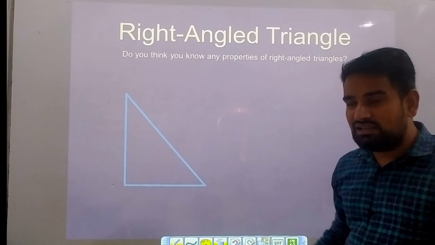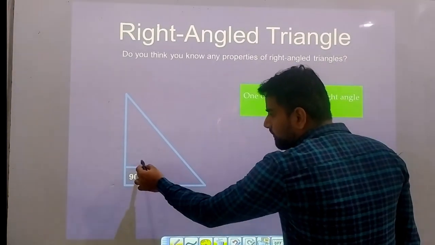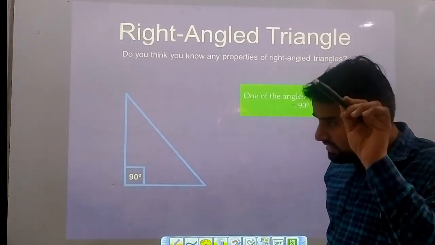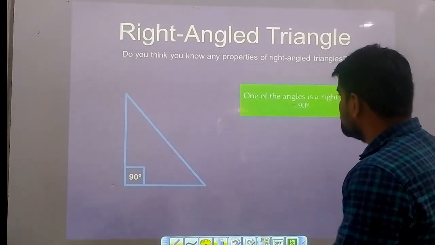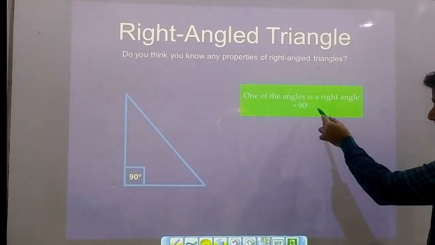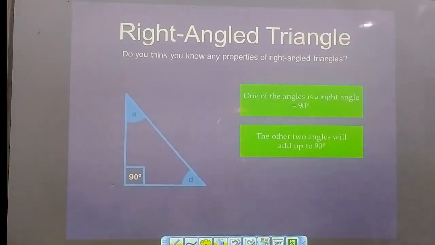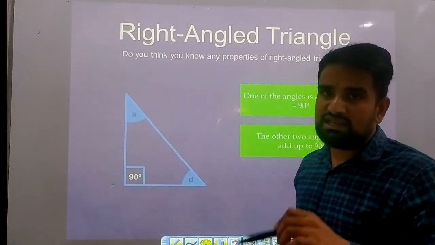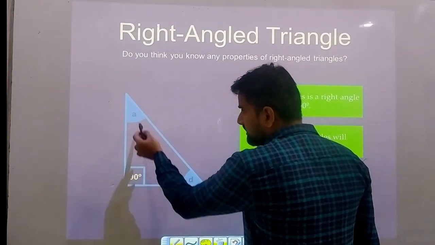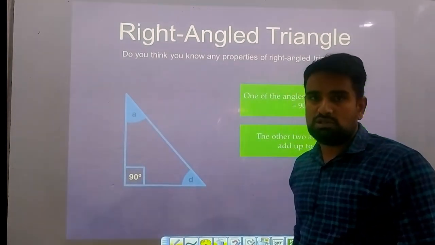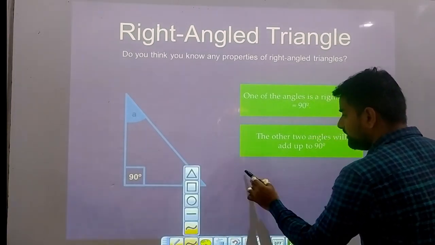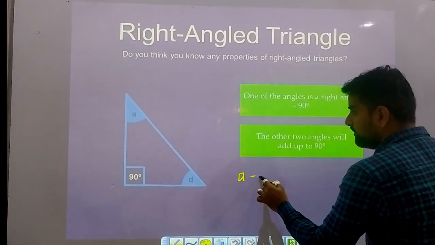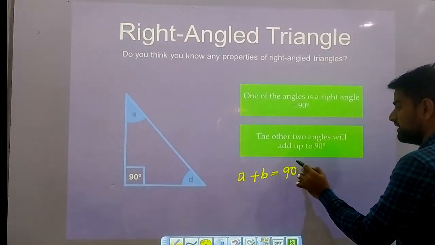So this is a right angle triangle here, okay. It's a basic feature that if one of the angles of any triangle is 90 degrees, it is called a right angle triangle. Alright, so one of the angles is a right angle, that is equal to 90 degrees, and the other 2 angles will add up to 90 degrees, because 90 plus 90 is 180 degrees. If it is 90 degrees, then the rest of the 2 angles also sum to 90 degrees. That means I can say here that A plus B also equals 90 degrees.